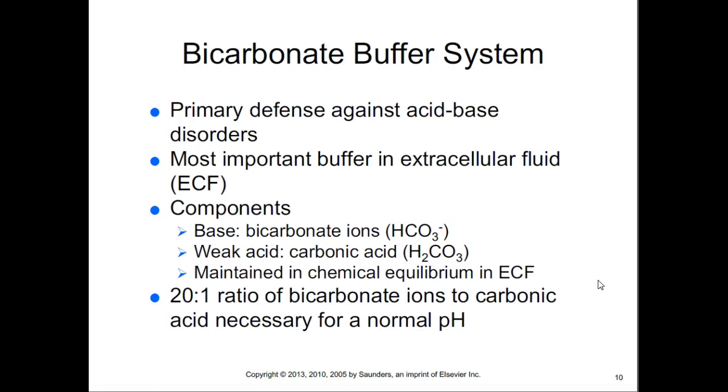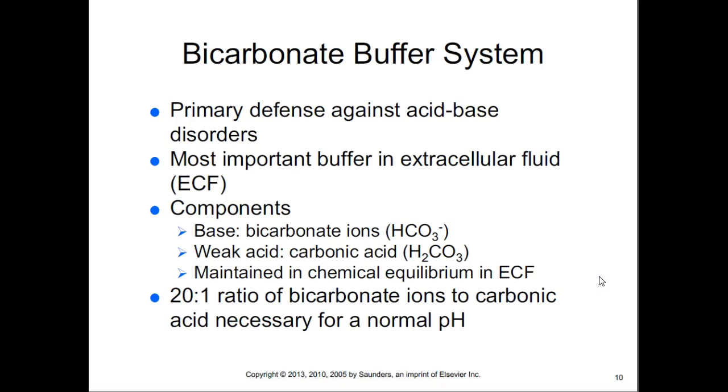All right, the bicarbonate buffering system is our primary defense against acid-base disorders. The most important buffer in the extracellular fluid, mostly again found in the blood, but extracellularly, it's going to be important throughout all of our extracellular fluid, right? So bicarbonate ion is the base, the weak acid is carbonic acid, and it's maintained basically in chemical equilibrium in your extracellular fluid. So usually you have a 20:1 ratio of bicarbonate ions to carbonic acid, which is necessary for a normal pH.